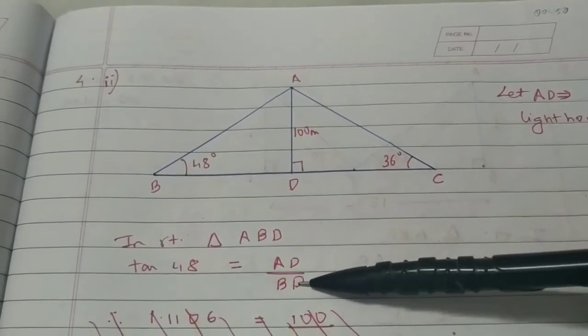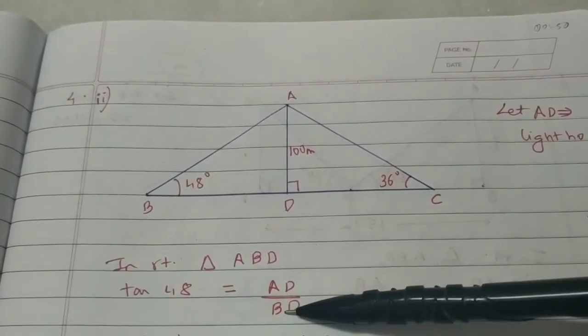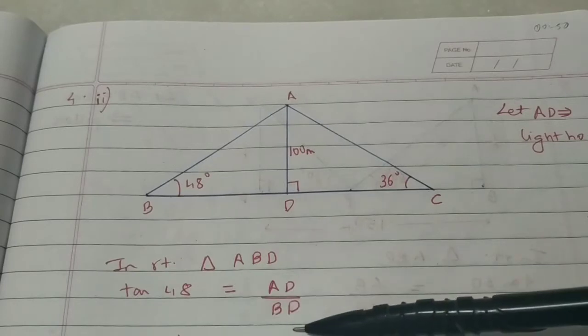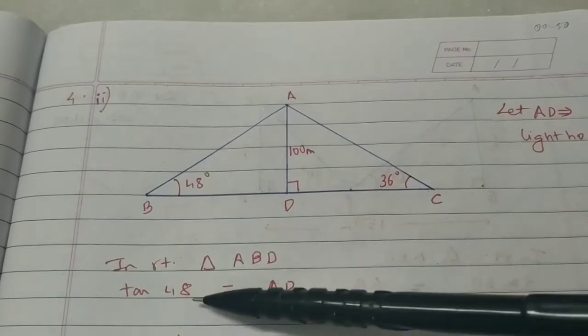That's AD upon BD. Now we have to find BD. So if I cross multiply, BD goes up and tan 48 goes down. And we can find the value of tan 48 using the trigonometric tables. But dividing by a decimal number would be a headache again. So let's use one trick.